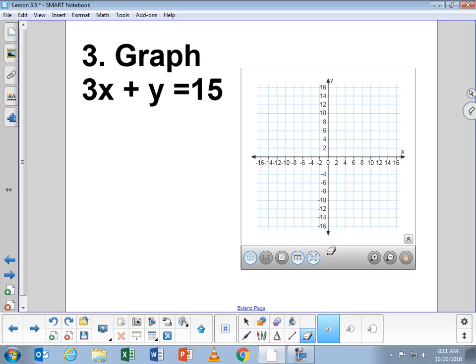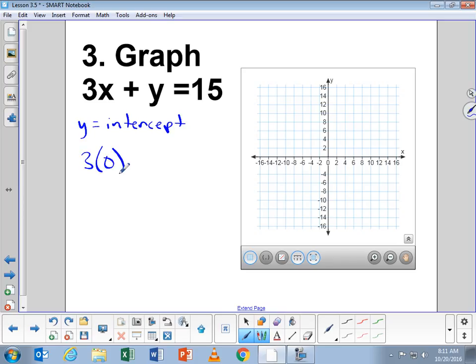So if I put 0 in for x, I'm going to find the y-intercept. What is 3 times 0? 0. And so I get 0 plus y equals 15. So that means y is 15. So I can come up here at 15 and put a dot. That's going to be my y-intercept. That line from this equation has to pass the y-axis at 15.